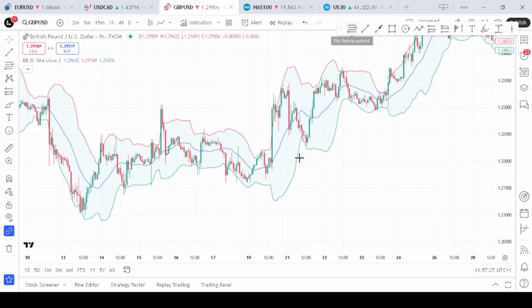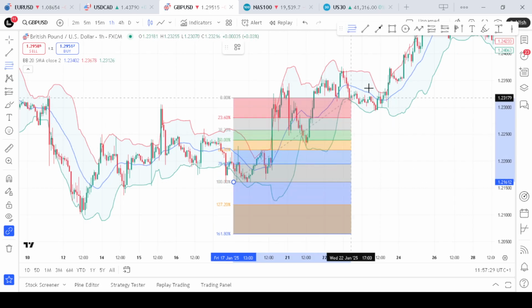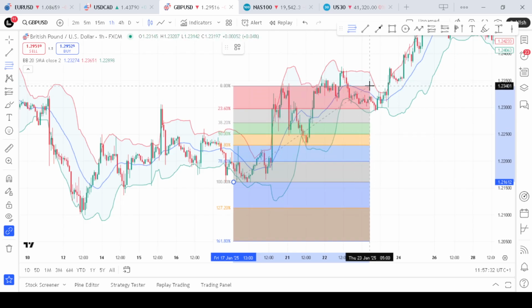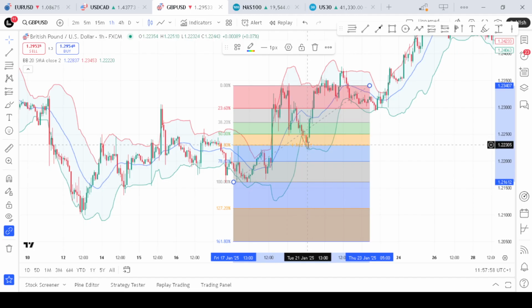So if we add our Fibonacci tool to the Bollinger Band, when price gets to the upper part of our Fibonacci Bollinger Band, this signals selling opportunities, if other indicators can also confirm overbought conditions. Conversely, when price nears the lower Fibonacci Bollinger band, this could signal buying opportunities if oversold conditions are present.